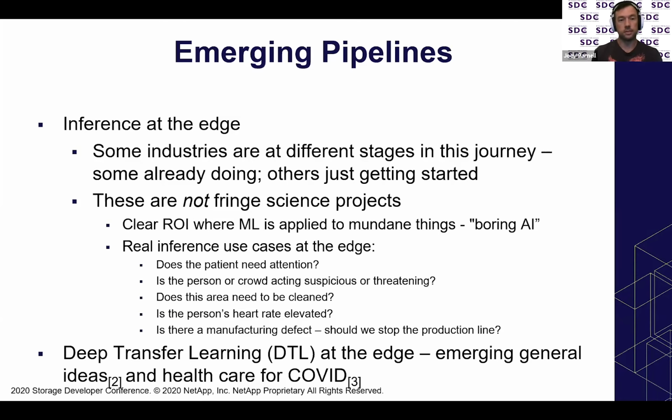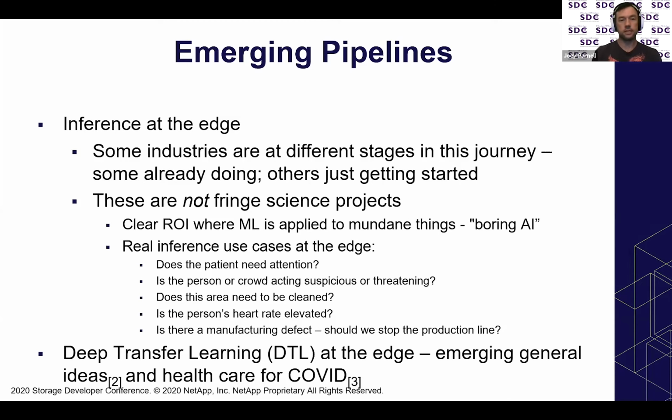With surveillance data, does this area need to be cleaned? That's a current COVID use case where someone has been in this area for a significant amount of time, or has touched surfaces. So this is something that we can answer with surveillance data. Is a person's heart rate elevated? That's another healthcare use case. Or is there a manufacturing defect? In the supply chain, how can we help with either surveillance data or sensors to know, should we stop the production line? Is there a flaw that needs to be addressed?